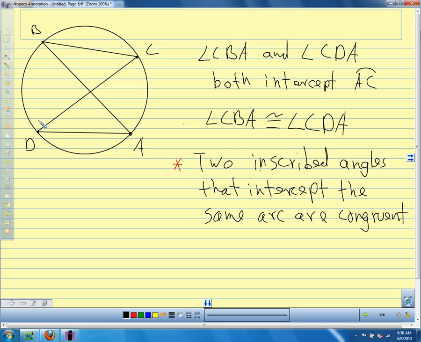So we know that the inscribed angle, to go from the angle to the arc, we multiply by 2. To go from the arc to the inscribed angle, we divide by 2. If we inscribe an angle on a semicircle, it has to be a 90-degree angle. And if two inscribed angles intercept the same arc, they have to be congruent. So let's look at a couple of examples using this idea.